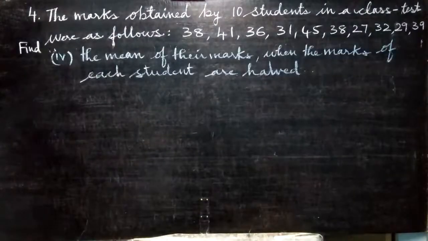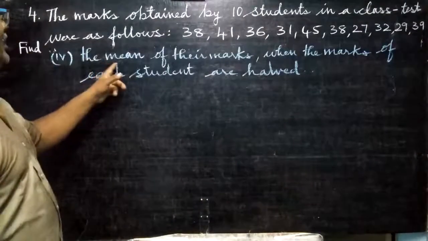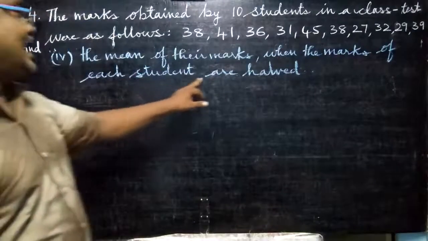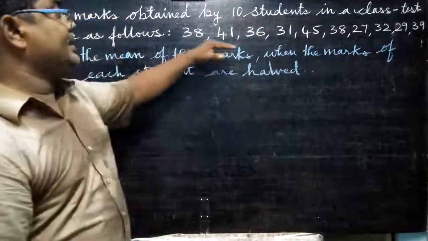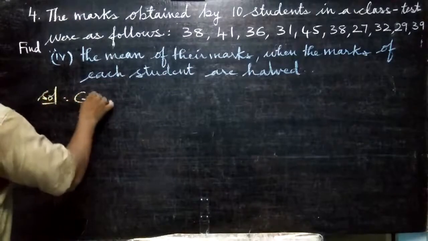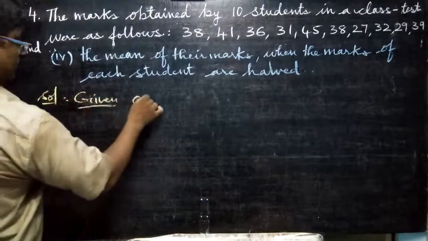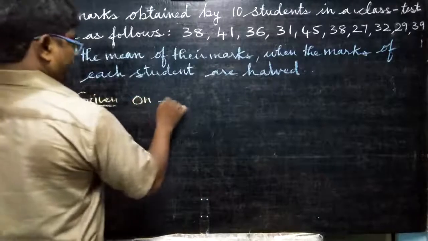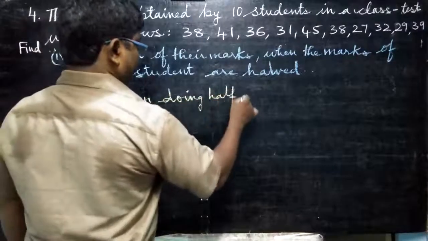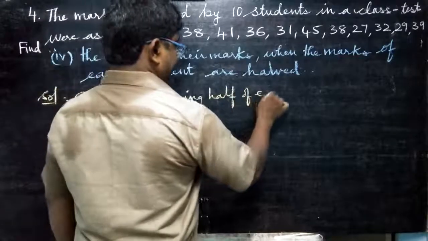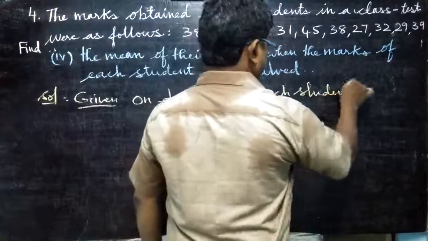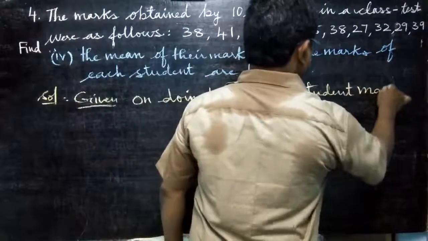Now the same problem, fourth bit. The mean of their marks, when the marks of each student are made half. So, solution given: we are doing half of each student's mark.